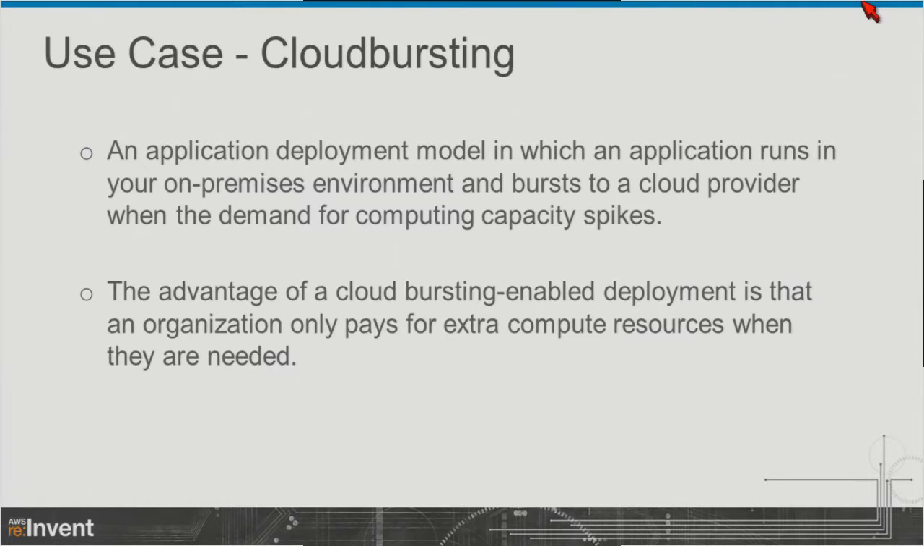An application deployment model in which your app runs in your on-premises environment and then bursts out into the public cloud and your cloud provider, i.e. AWS, when the demand for computing capacity or storage capacity, typically computing capacity, spikes up, right? And you see the second bullet there. The advantage is that, obviously it's utility computing, you're only paying for those public cloud resources when you need them, right?